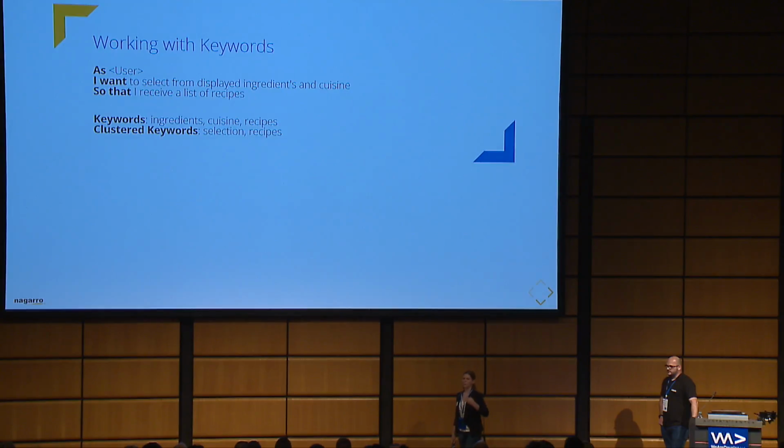Most of the time when you do that, you get a very huge list of keywords. So you need to consider, okay, is it too much, or do I need to shorten this list? How can I achieve that? I need to cluster the keywords. In our case, we would say, okay, cuisine and ingredients are pretty much the same, so why not call it selection?